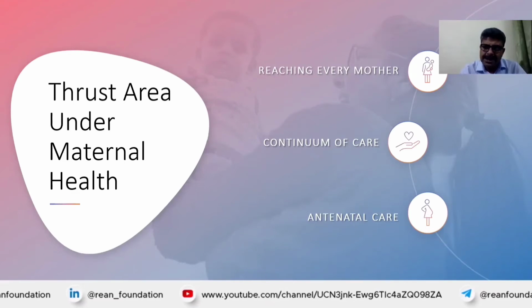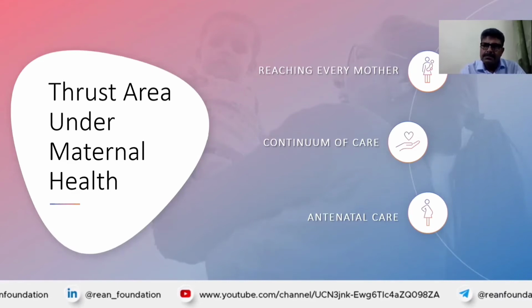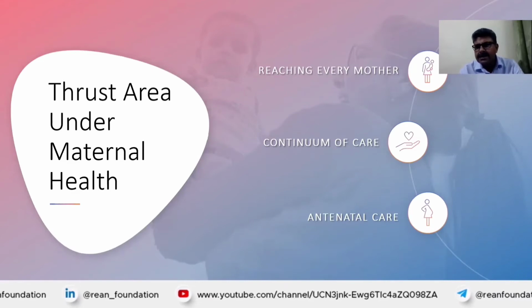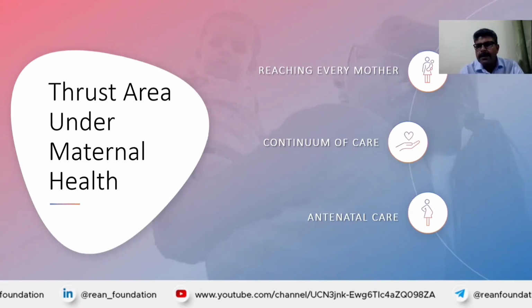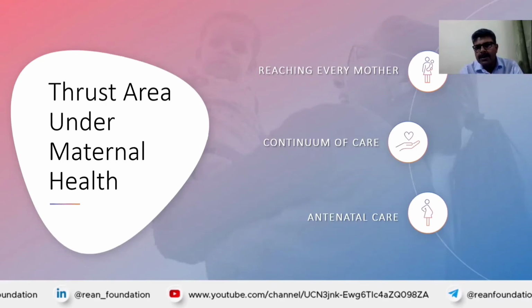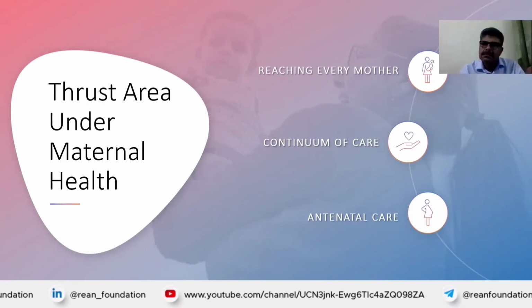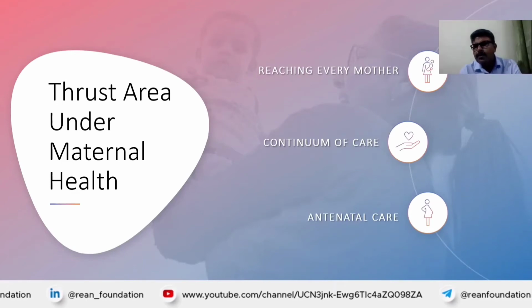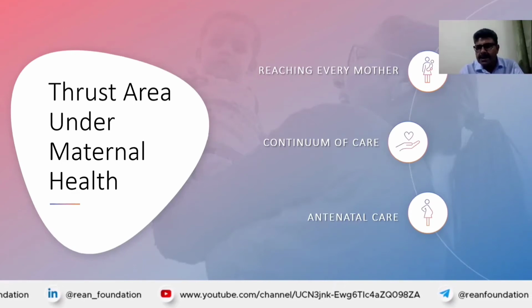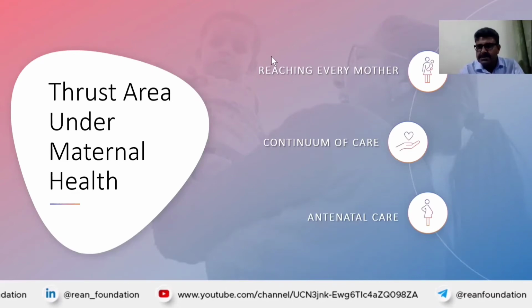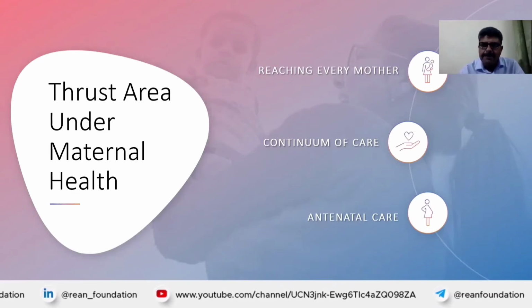mentioned on the 3 delays, or possible areas on which we can work upon, and which the Government of India, or even the Sustainable Development Goals, have fixed for India, like 70 per lakh live births. So still it is beyond reachable. Next slide, please.